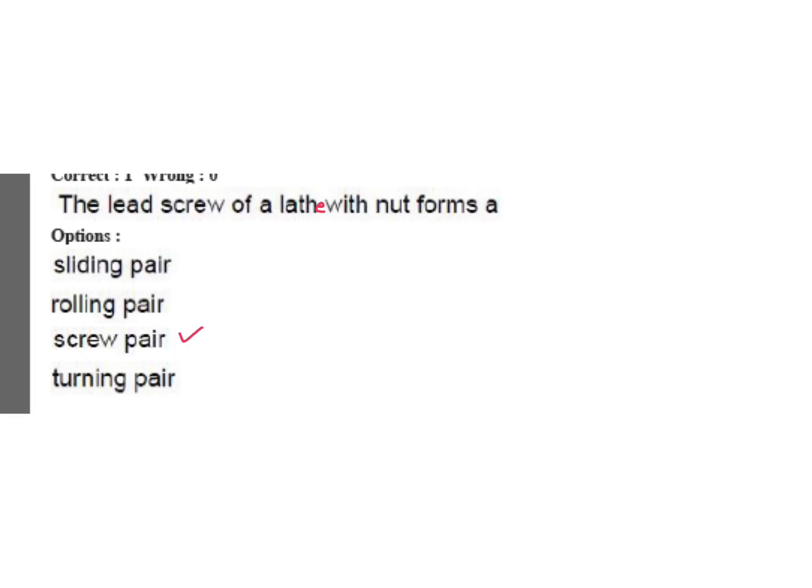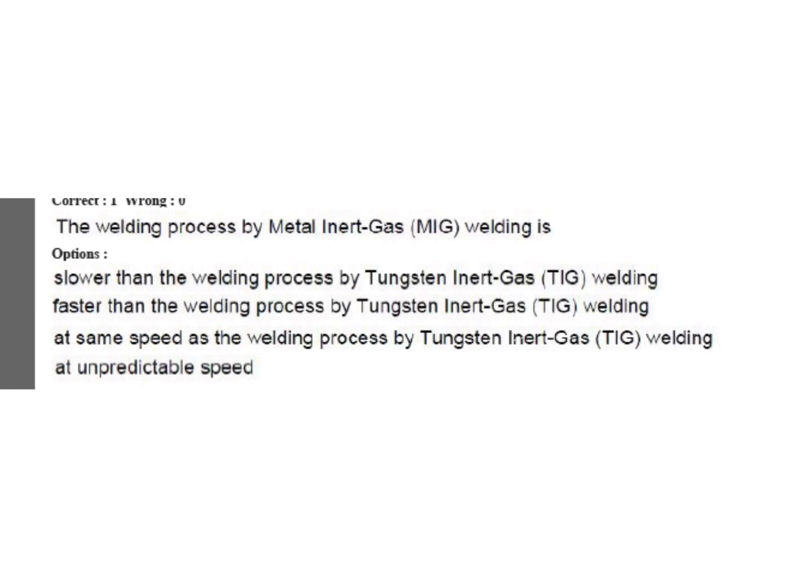The welding process by metal inert gas MIG welding is slower than the welding process by tungsten inert gas welding. MIG advantage is it's faster. Metal deposition rate is high. So this is not possible. Faster than the welding process by tungsten inert gas welding, this is the answer. At same speed as tungsten inert gas welding, no. At unpredictable speed, no. But TIG welding will give less rejection rate or fewer defects than MIG welding.